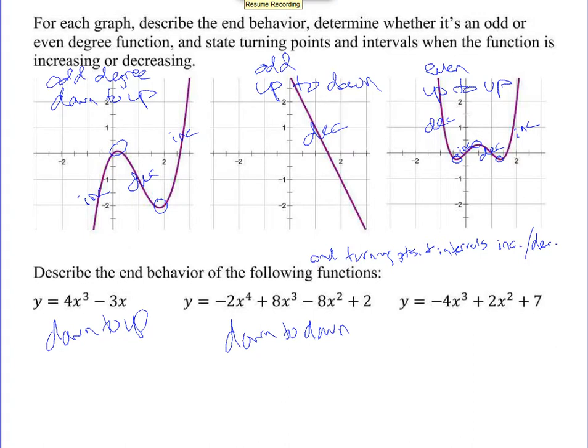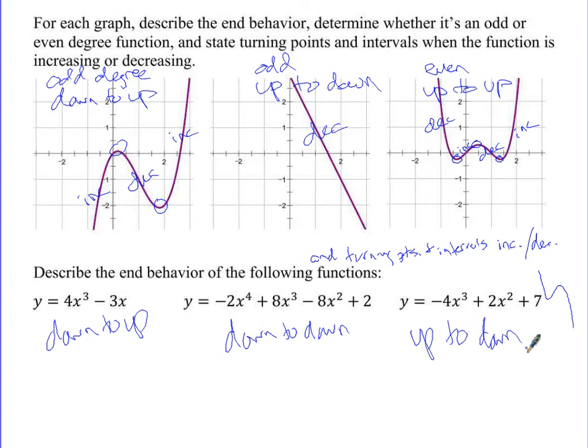So first of all, the degree is 3, which makes it odd. So our graph will look like a snake. Now we just got to figure out which way the snake is going. The leading coefficient is negative. So therefore that snake is doing this, which means we are up to down. Okay? That is how you do end behavior.